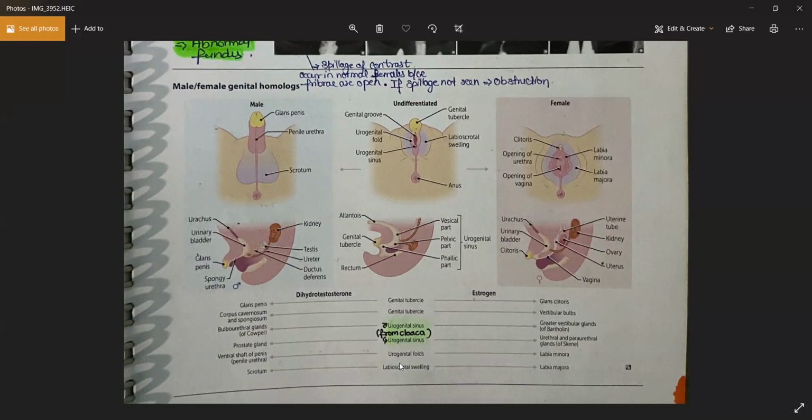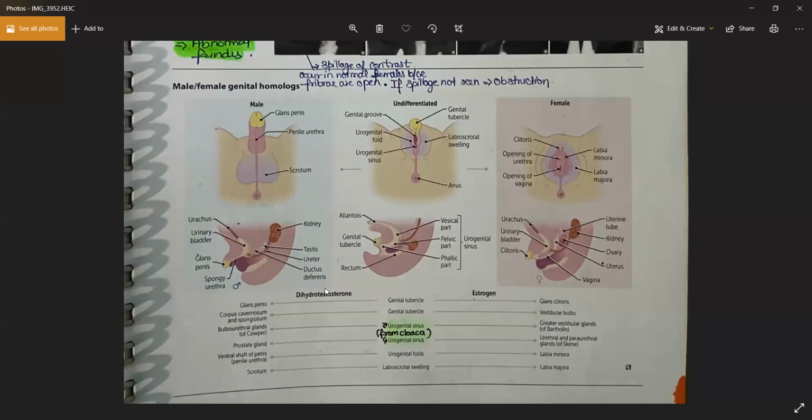The function of the genital tubercle is to form, in males, the glans penis and the corpora cavernosa and spongiosum. In females, it will form the clitoris and the vestibular bulbs. So when estrogen is available, you will have the formation of the clitoris and the bulbs in the female.